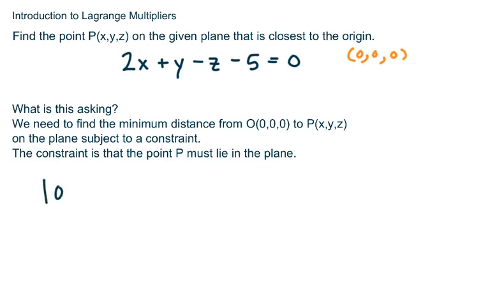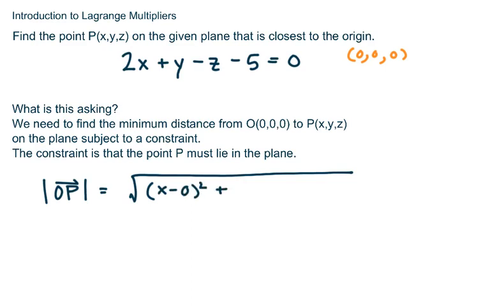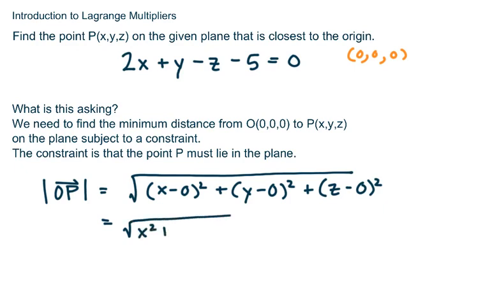So we can calculate the magnitude of OP. That will be the square root of x minus 0 squared plus y minus 0 squared plus z minus 0 squared, which simplifies to the square root of x squared plus y squared plus z squared. So that is our distance.